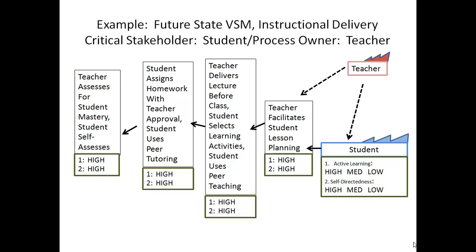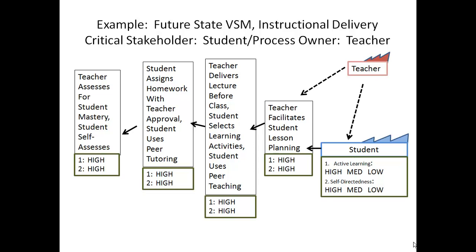And so what's going to happen here is that we're going to have the teacher play the role of facilitator. In the first process box on the left, we're going to see that the student is actually going to create some lesson plans that they will follow for the week. And the teacher is going to facilitate this process in terms of active learning, very high, self-directedness, very high. Okay, now we move to another issue here, another part of the process.